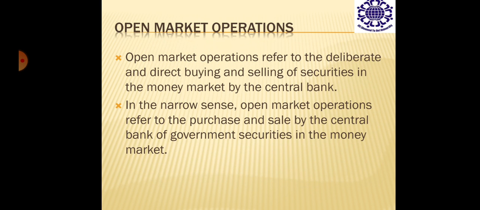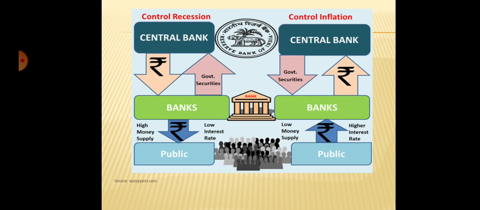The Reserve Bank of India can influence the reserves of commercial banks, that is the cash base of commercial banks, by buying and selling the securities in open market. As is clear from the picture, if the Reserve Bank of India buys government securities in the market from commercial banks, there is a transfer of cash from Reserve Bank of India to the commercial banks, and this increases the cash base of commercial banks, enabling them to expand credit and control the recession.